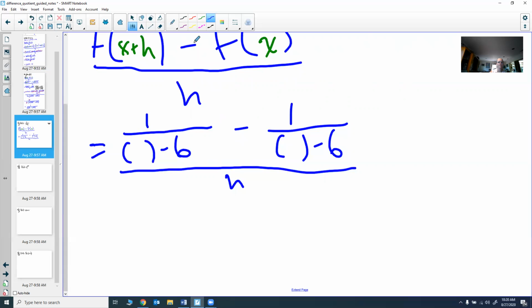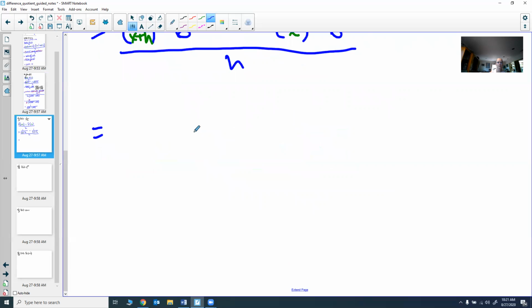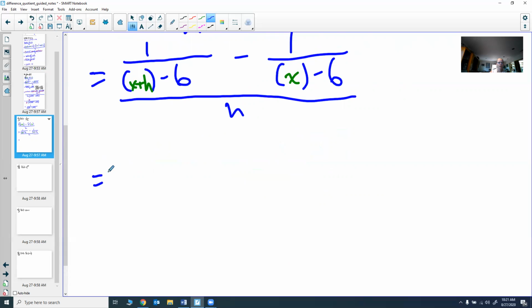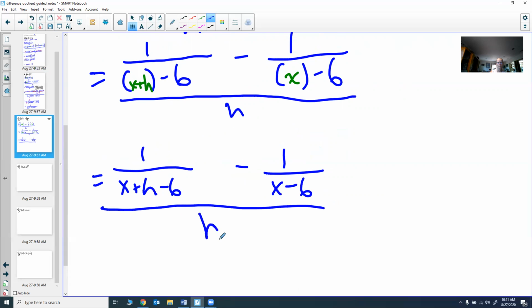In the first function, the something is x plus h. In the second function, the something is x. So now I have this. I'll make it just a little bit prettier, to make it look like something I can work with. So I have 1 over x plus h minus 6, minus 1 over x minus 6, all over h. So again, I want to simplify this, and I have to figure out how best to simplify this.